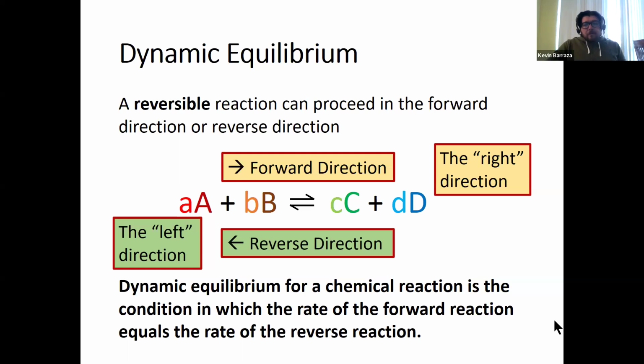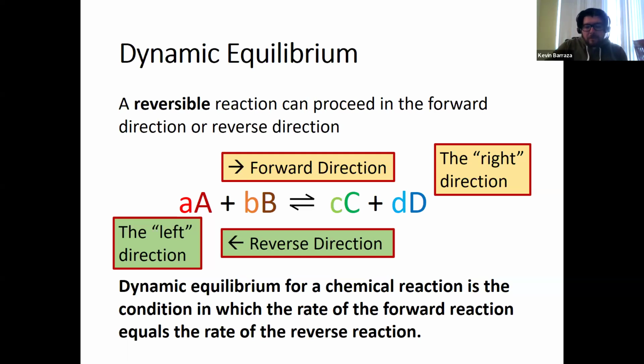Dynamic equilibrium for a chemical reaction is the condition in which the rate of the forward reaction equals the rate of the reverse reaction. So we can think of these happening simultaneously, back and forward, back and forward. When we get into equilibrium, we're going to discuss that some things are going to come into balance. One of those is the rates of the reaction. But before we go more into it, you might be wondering, why is it that some reactions are reversible in the first place? How is it possible that things go back and forth?